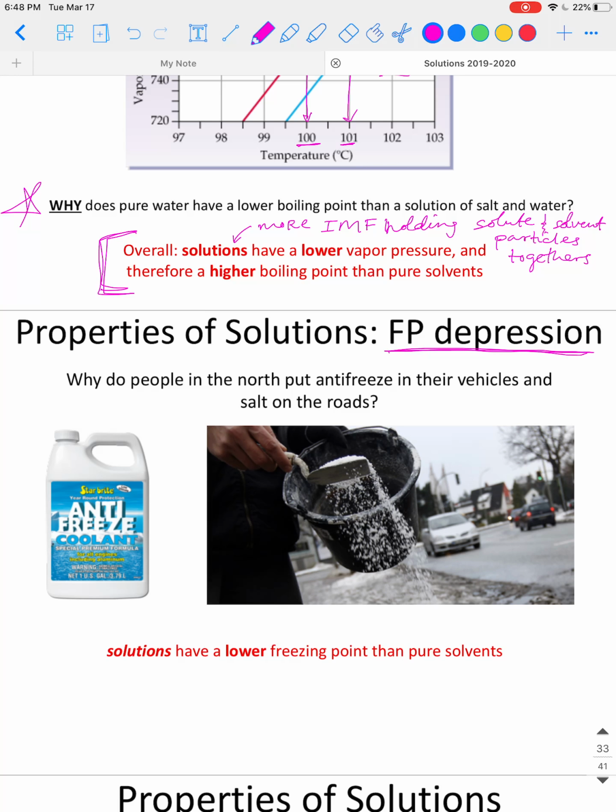So if we add some antifreeze coolant to our vehicle, it's going to lower the freezing point of different solutions in our vehicle. I mean, I forget what we add it to. We don't add it to like our gas tanks or anything. Is it like our... Oh, anyways, moving on.